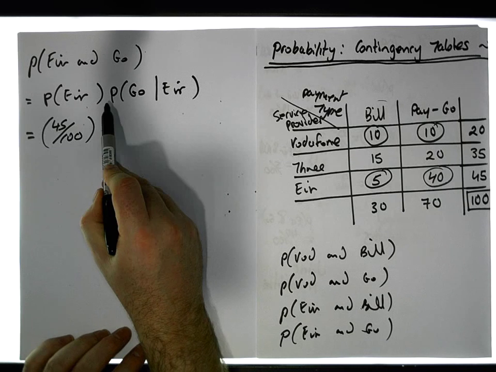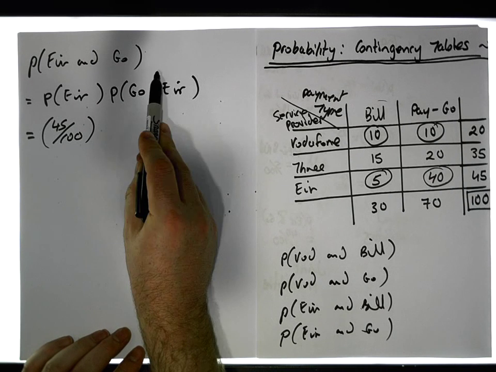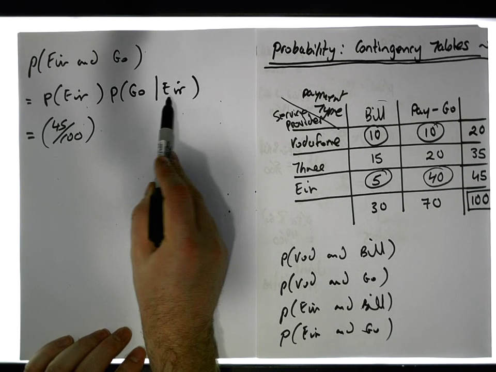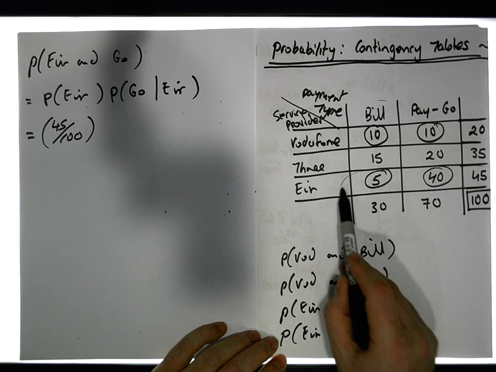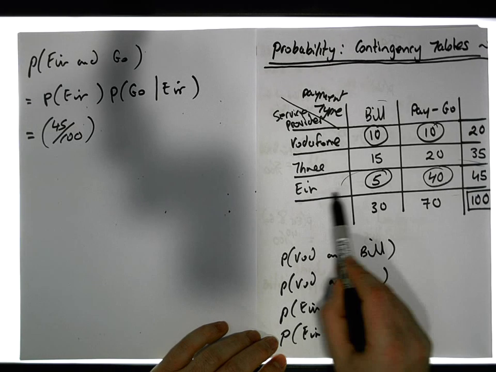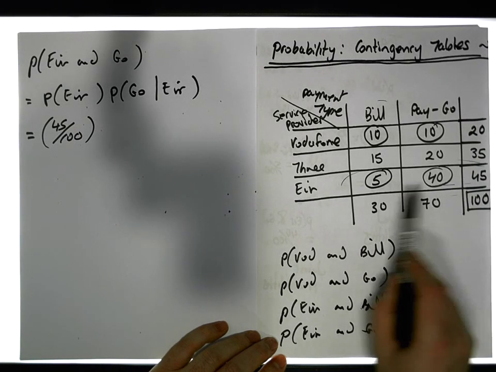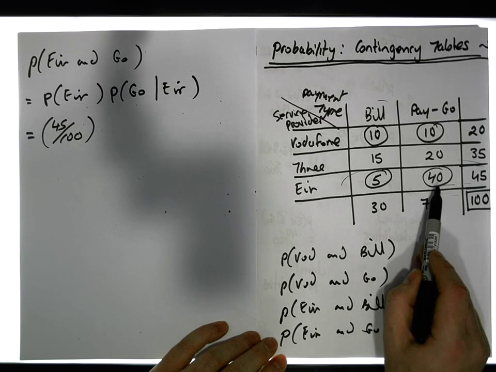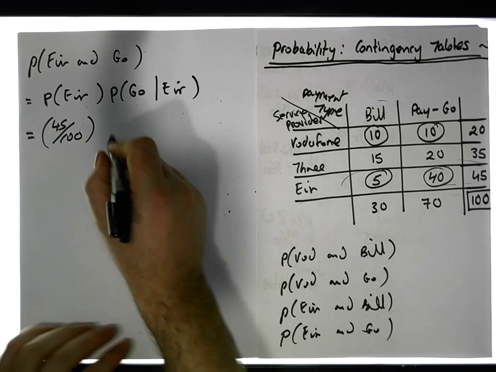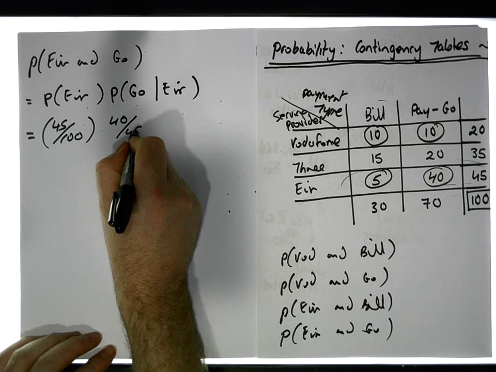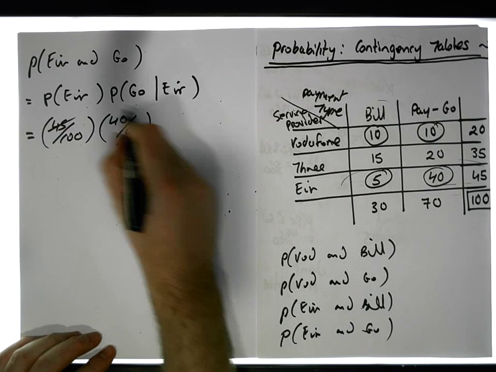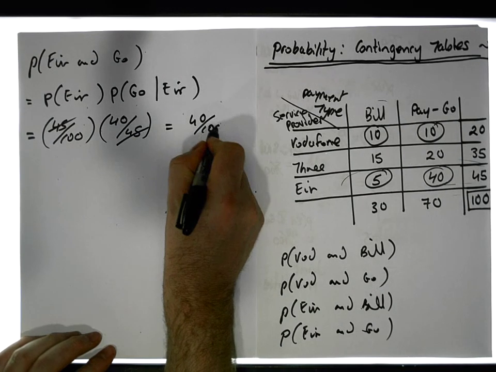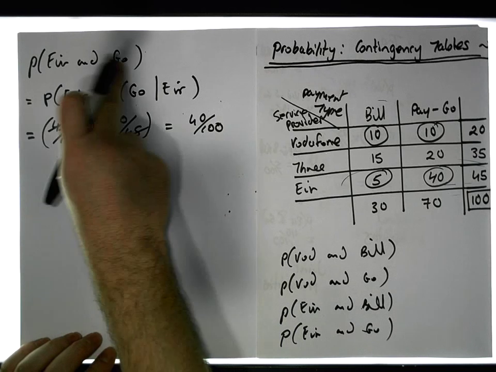The probability that they're a Go customer, knowing that they're an air customer. Well, we know they're an air customer, so we know that they're along this particular row here. There are 45 people. So what's the chance that they're a Go customer? Well, there are 40 chances out of 45. So that gives us 40 out of 45, and you can see that the 45s cancel, which gives us 40 chances out of 100 as the probability that they're an air and a Go customer.